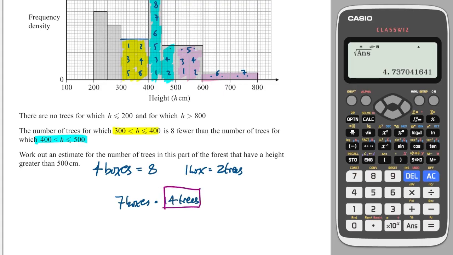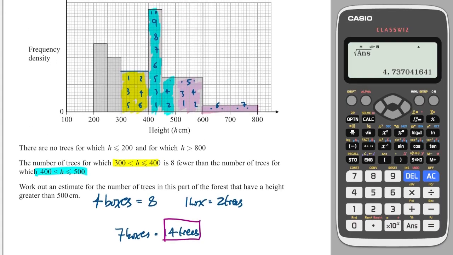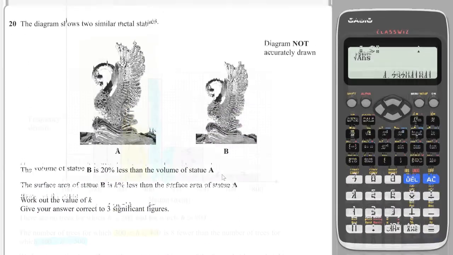So we didn't use the frequency density there, we just used the fact that the frequency is the same as the area, and worked out areas and then solved the question.